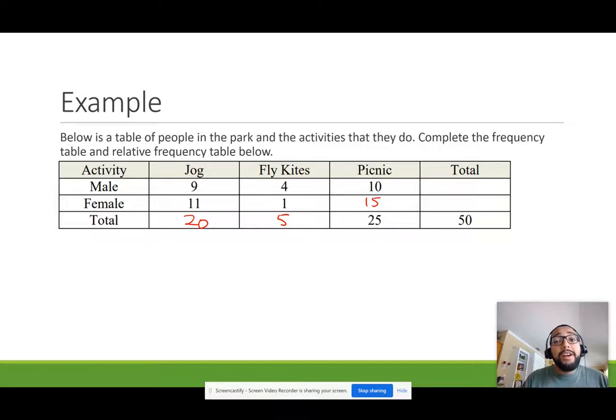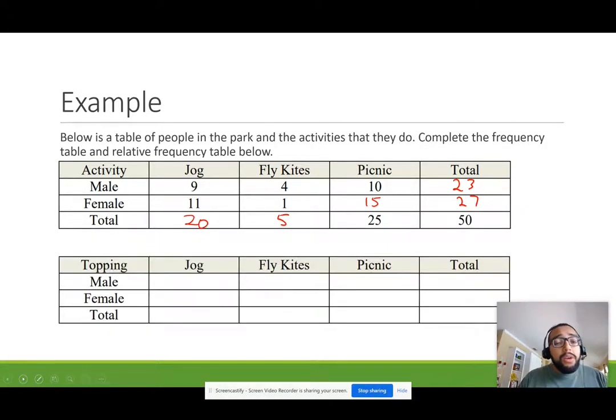Okay, to find the number total for males, let's just add up all their activities. So 9 males plus 4 plus 10, all of them together, we had 23 males. And you had two options here. You can either add 11 plus 1 plus 15 to get your total for females, or do 50 minus 23. Either way, you still get 27. And so, I mean, just finding the different table here, that's nothing too crazy.